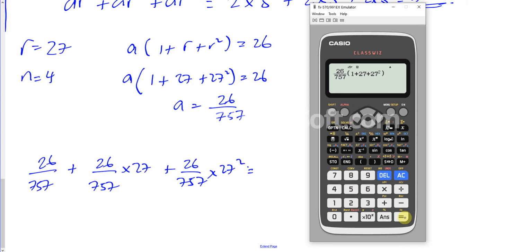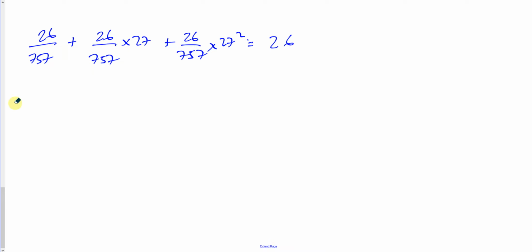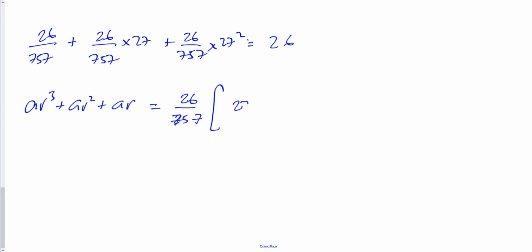26, which it should. And for the last three terms, remember this time there were 4 terms. So we have a r to the power of 3 plus a r to the power of 2 plus a r. Those would be the last 3 terms. So you have a, which is 26 over 757, times, and I'll take that as a common factor, r cubed, which is 27 cubed, plus r squared, which is 27 squared, plus 27, and hopefully that should give us 702.